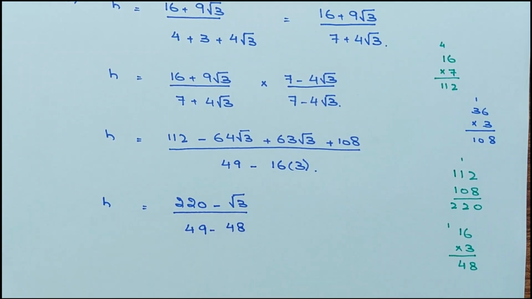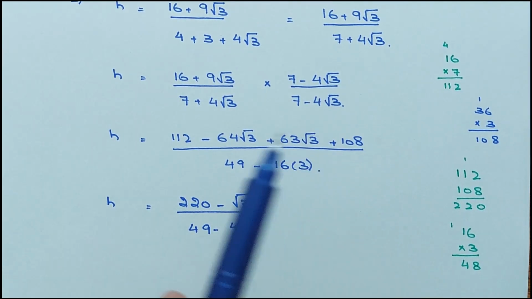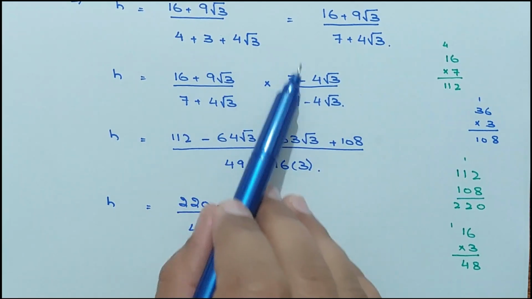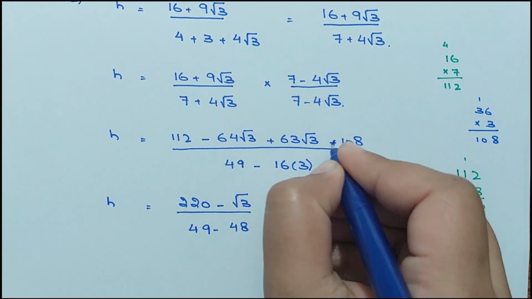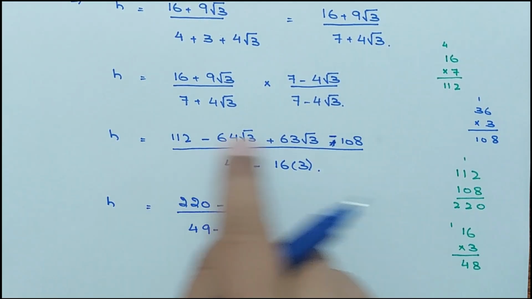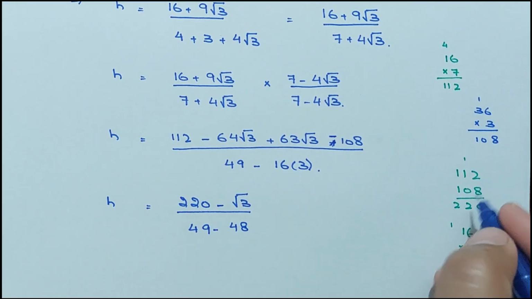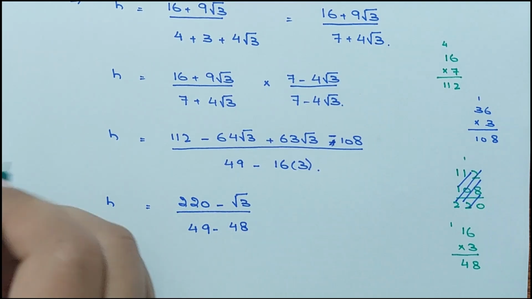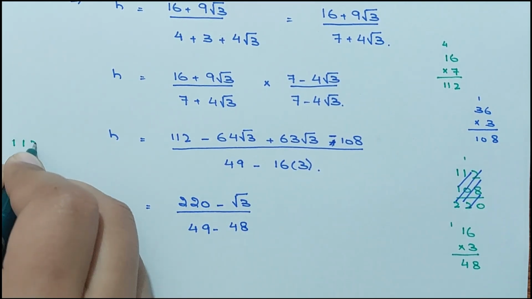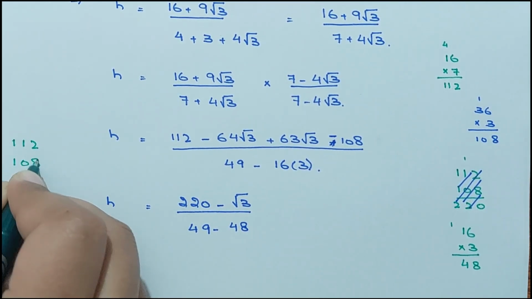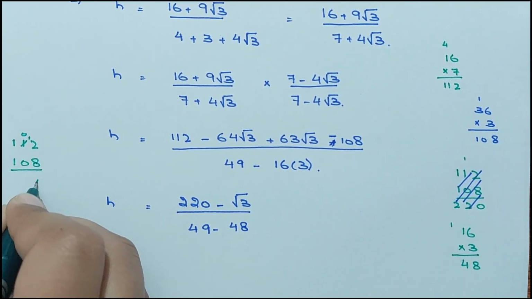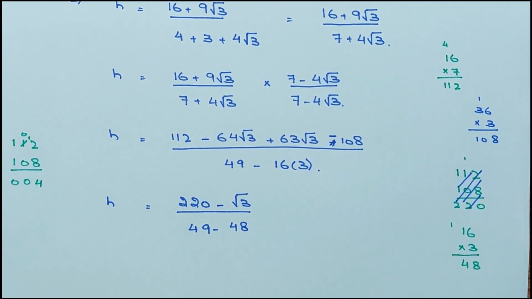So in the denominator, sorry, I made a mistake here. This is positive, this is negative, this sign is positive, this is negative. So this one is negative. From 112, we have to subtract 108. From 112, subtract 108. So we have 0, and 12 take away 8 is 4, and 0 and 0. So it's just 4.